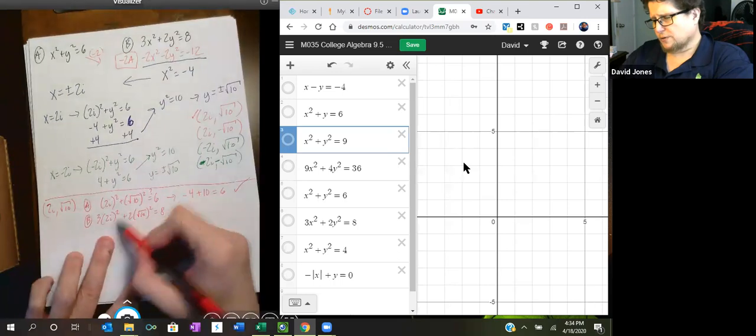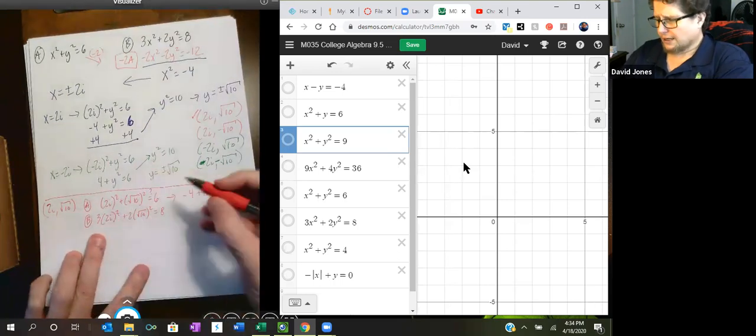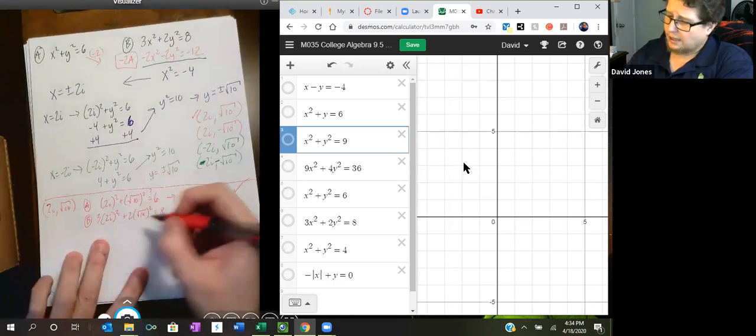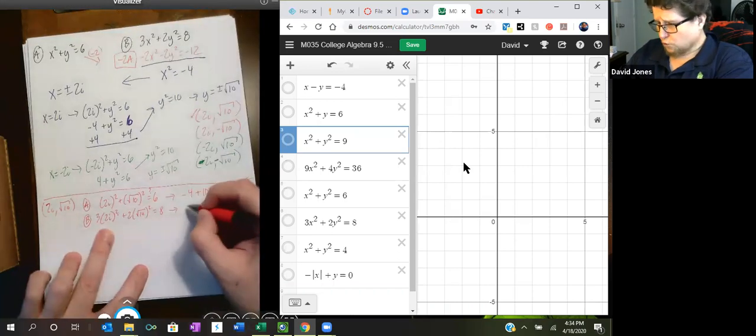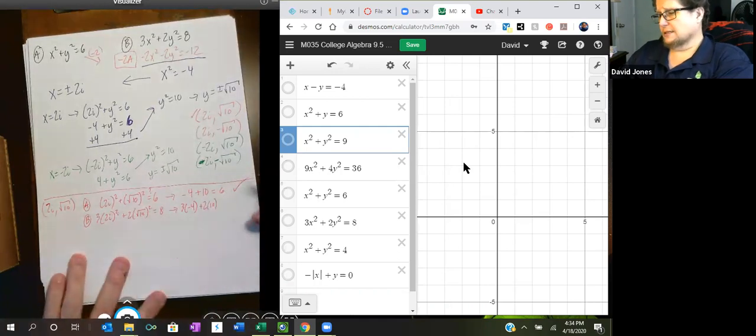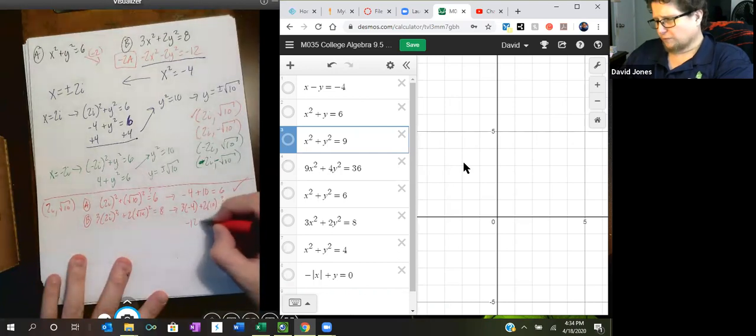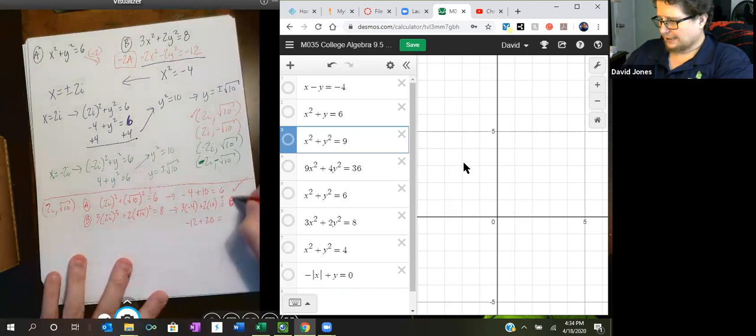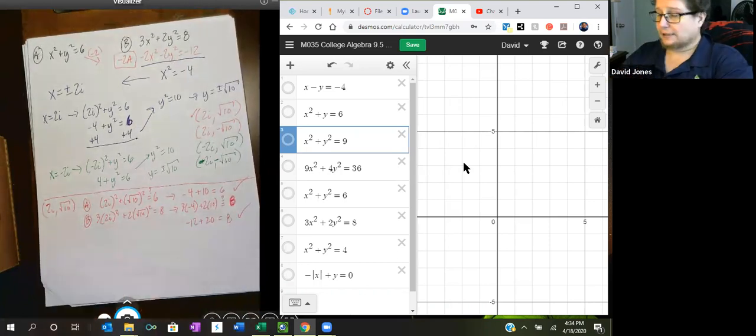So 2i squared is -4 times 3. This is -12. Maybe I can write in steps. And this is 2 times 10. Does that equal 6? -12 plus 20 does equal 8, not 6, 8. So that one worked.